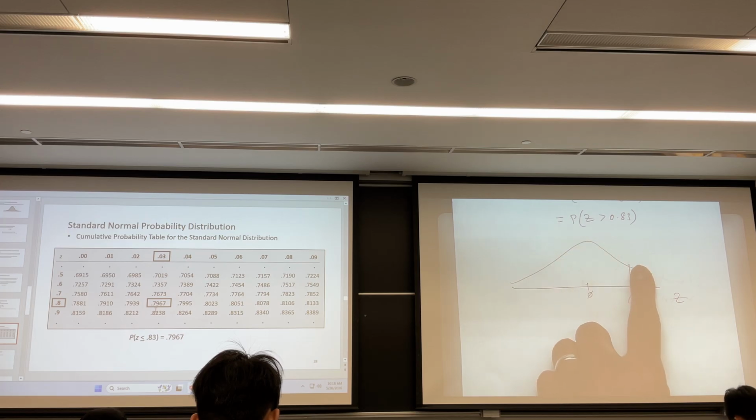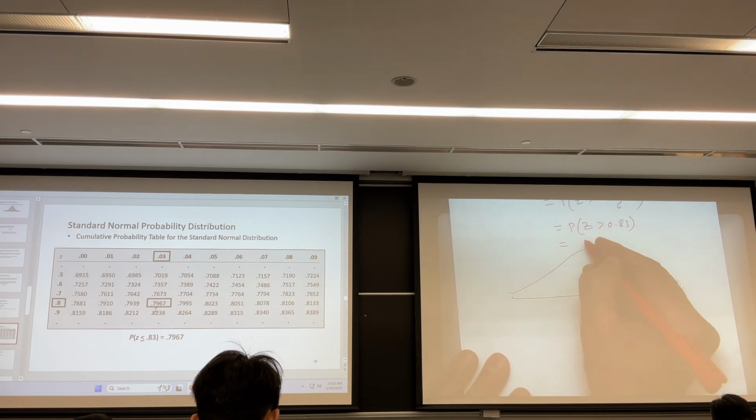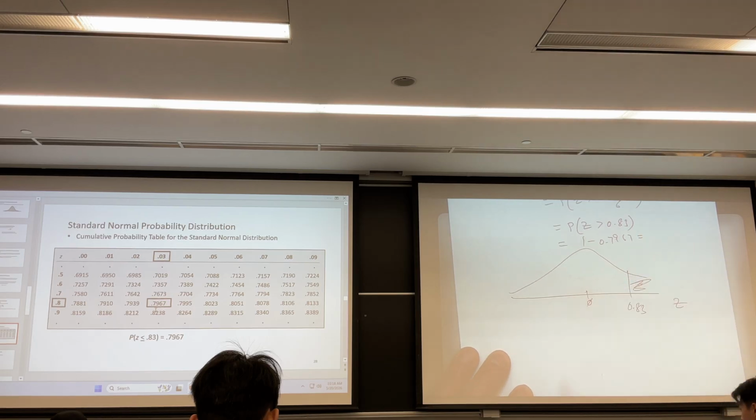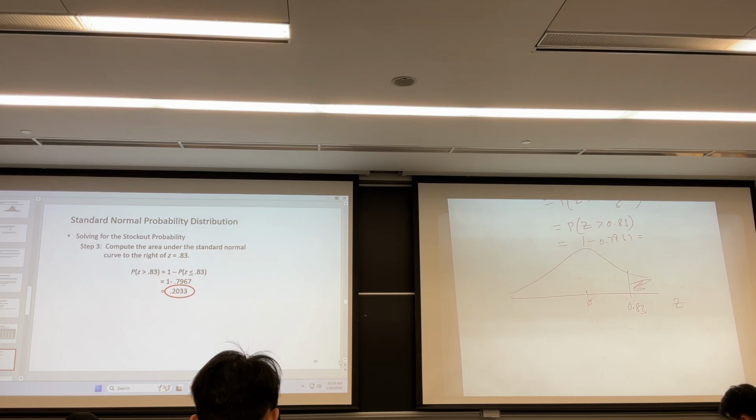This whole thing is 100%. So from 100%, you take out 0.7967. So the answer is, I think it's on the next page, 0.2033.